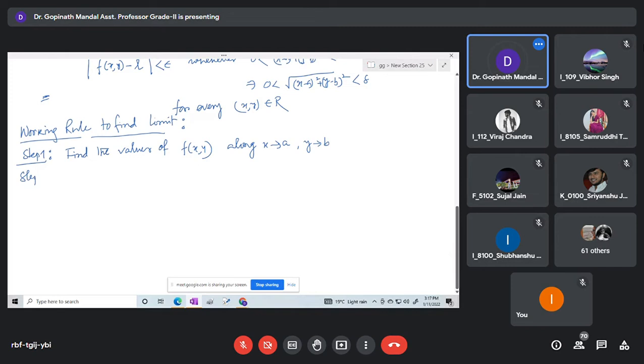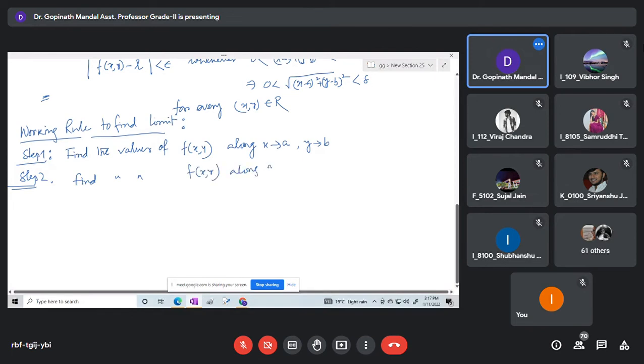Step 2. Find the values of f(x,y) along y tends to b and x tends to a. First case, find the limit first x tends to a, then y tends to b, and second case, first y tends to b and then x tends to a.